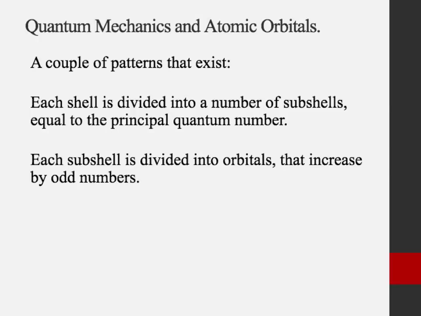So a couple of patterns that exist. Each shell is divided into a number of subshells equal to the principal quantum number, meaning your principal energy level. So if I'm in principal energy level 1, I have 1 sublevel. If I'm in principal energy level 2, I have 2 sublevels. If I'm in 3, I have 3, and so on. Each sublevel is divided into orbitals that increase by odd numbers.